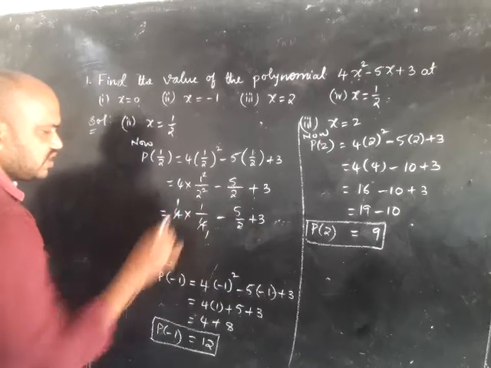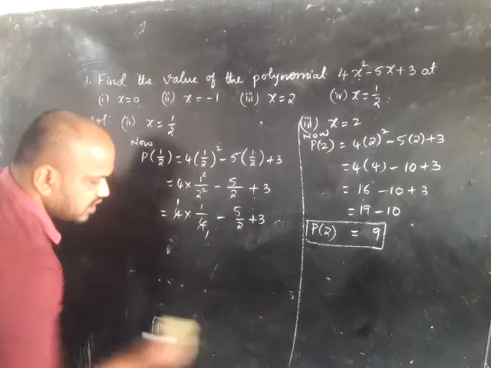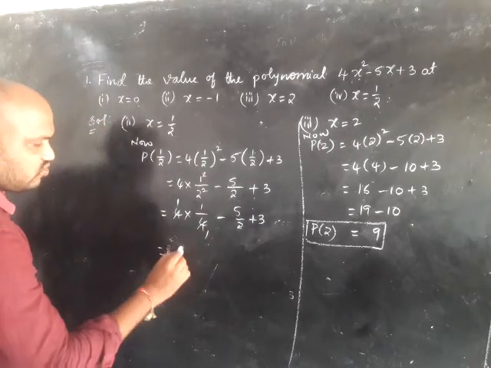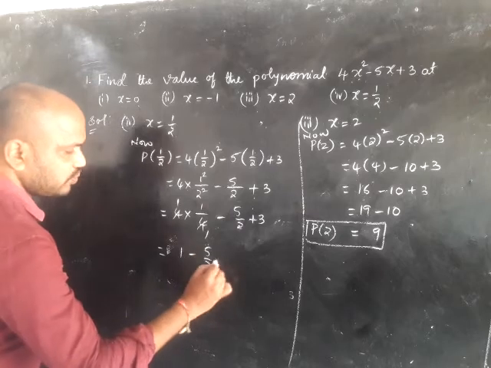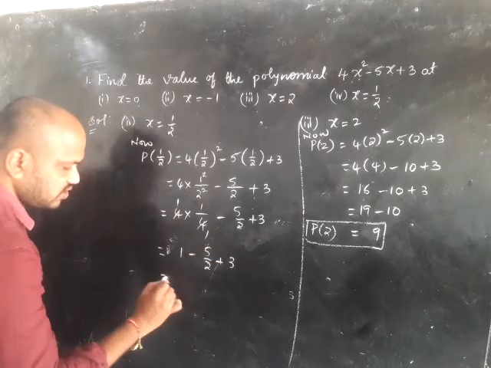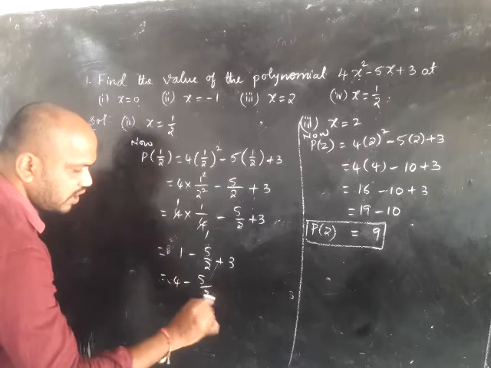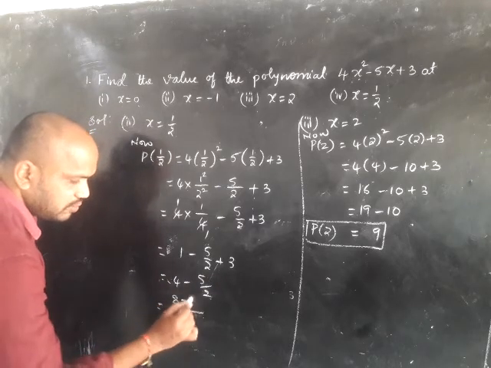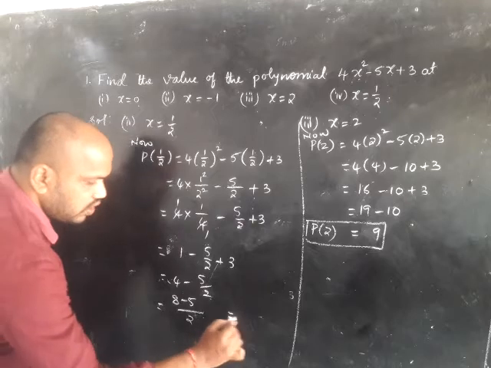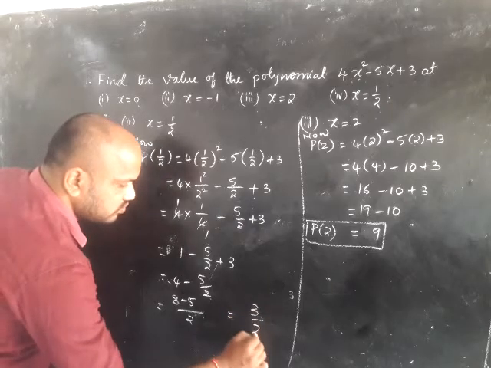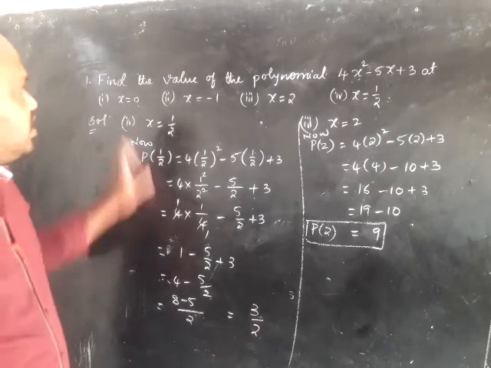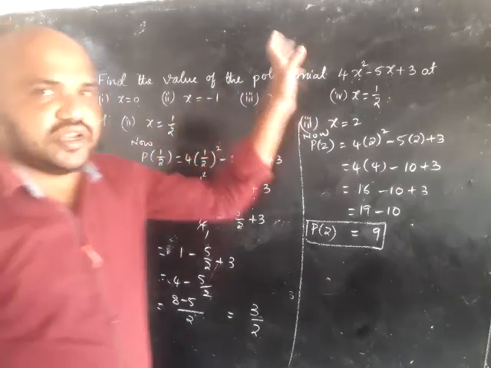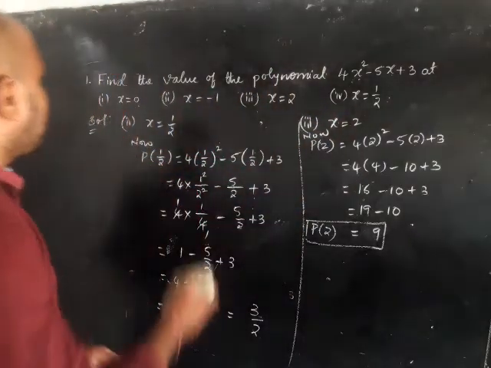4 and 4 get cancelled. So what we get here? 1 − 5/2 + 3. 1 plus 3 is 4, minus 5/2. 2 is the LCM, multiply 2 into 4 is 8, minus 5, that is equal to 3/2. So it is the value of the polynomial at this one. It is about our first question. Now the second question.